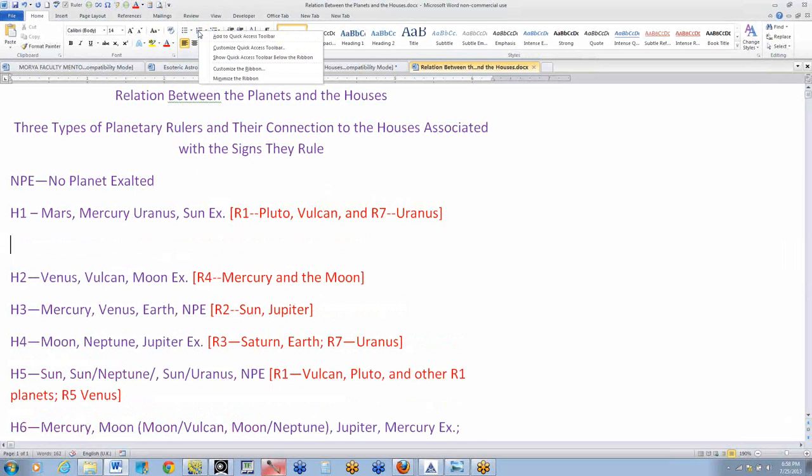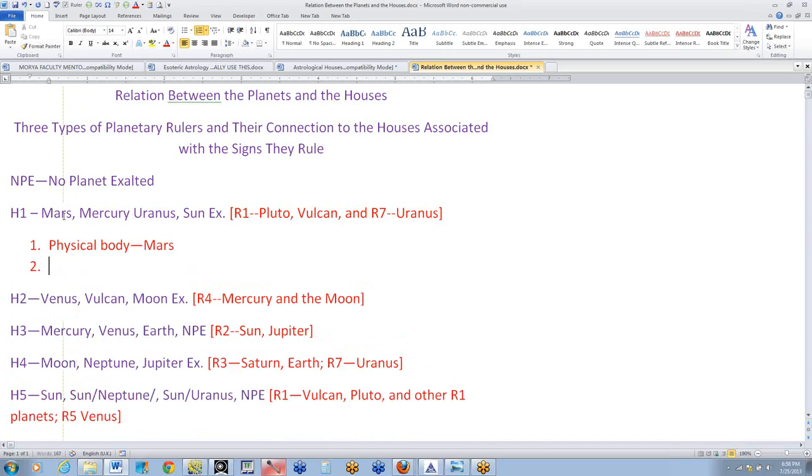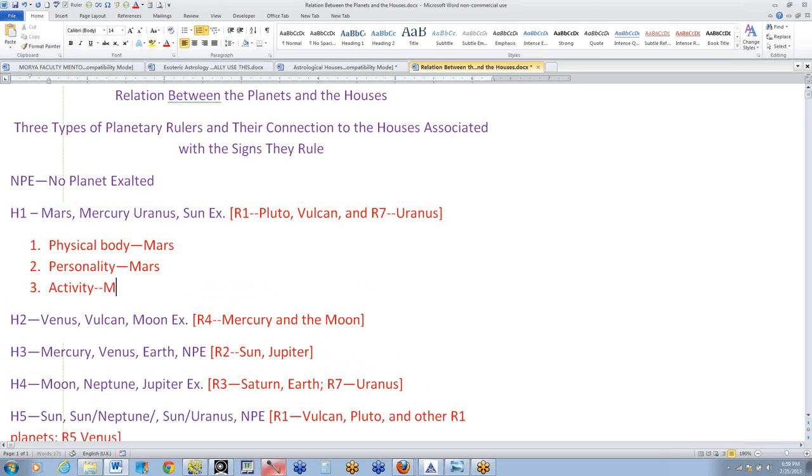And I'm going to make a little bit of a numbered area, and I'll try to bring it back here so that it works properly. All right. I know there's a better way to do this. But anyway, the physical body connected with Mars. The personality with Mars. I'll try to give the reason, so to speak, the planetary associate here. Great activity associated with Mars and Mercury and Uranus, all very active, all inducing activity.